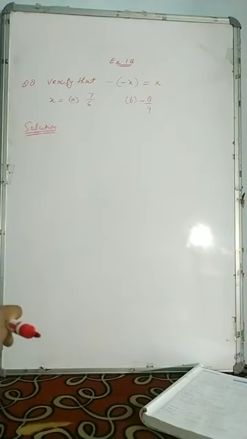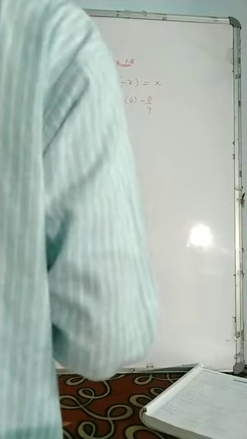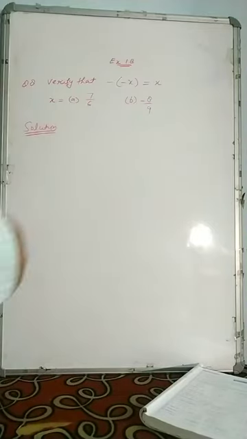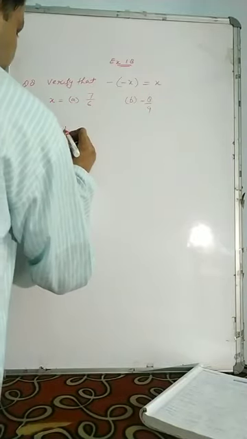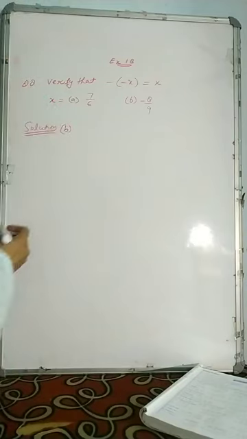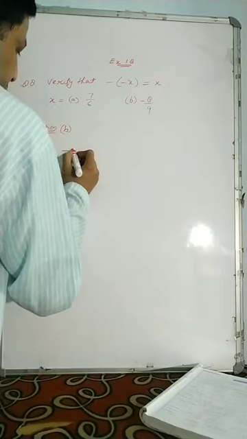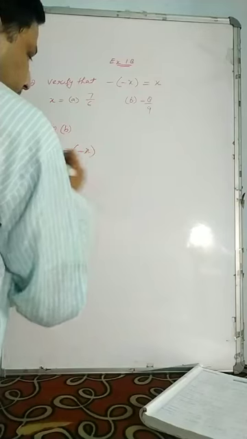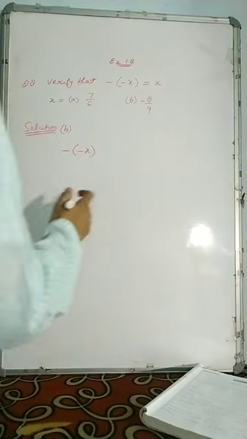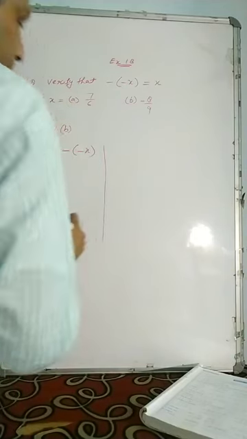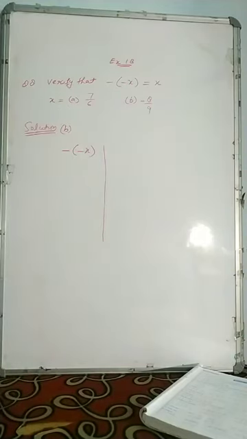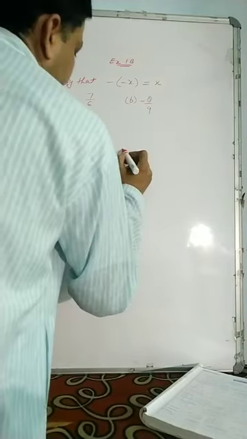Here you are to verify that minus in bracket minus x is equal to x, and there are two values of x given. The first value is 7 upon 6 and the second value is minus 8 upon 9. I am going to solve the B part. Here first of all you write the left hand side, that is minus in bracket minus x, bracket close, and draw a separation line, because you are going to verify that the left hand side is equal to the right hand side. Now on the right hand side we will write only x.